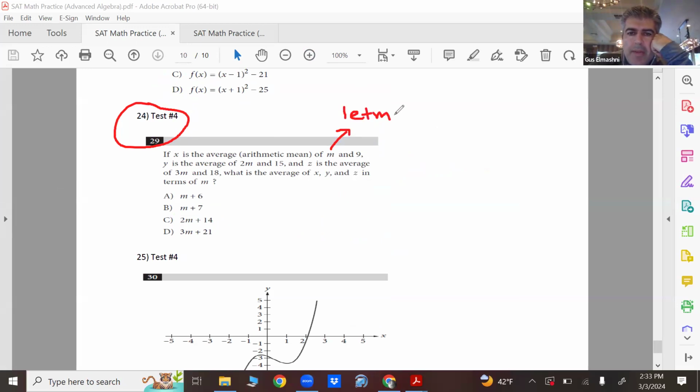So let M equal 1. I see letters in the choices. They say X is the average of M and 9. Again, choose easy numbers when you plug in. M's kind of independent. Let M be 1. What would X equal in this case? If I let M be 1, what does X equal?